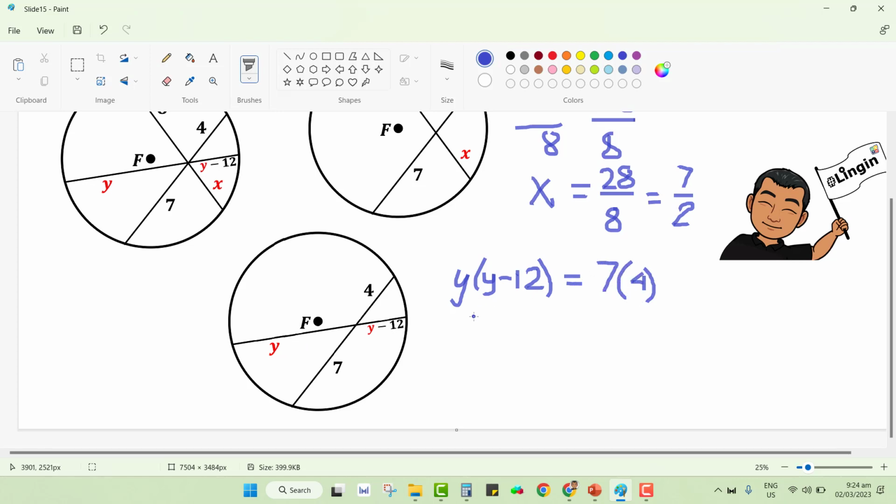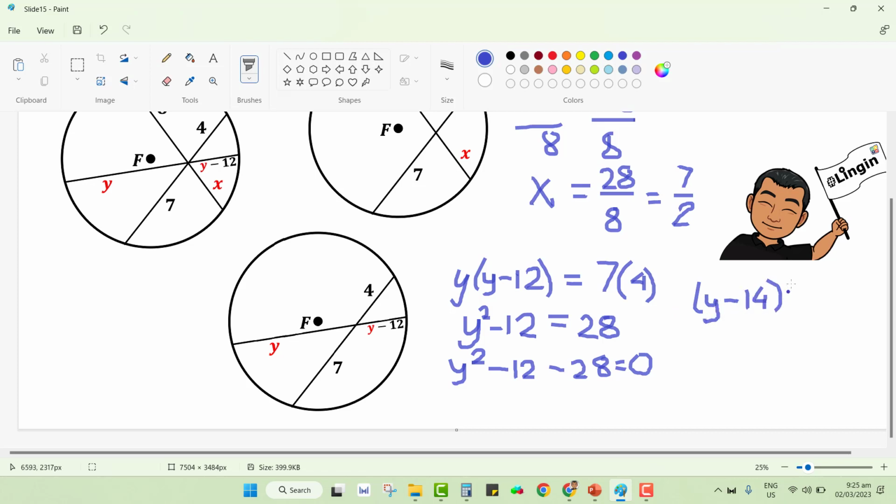Using algebraic processes, you will have y squared minus 12y is equal to 28. Since our equation is now quadratic, we can come up with a quadratic trinomial by subtracting both sides by 28 so that the other side will become 0. And factoring this quadratic trinomial, if I am correct, the factors are y minus 14 and y plus 2 equal to 0.